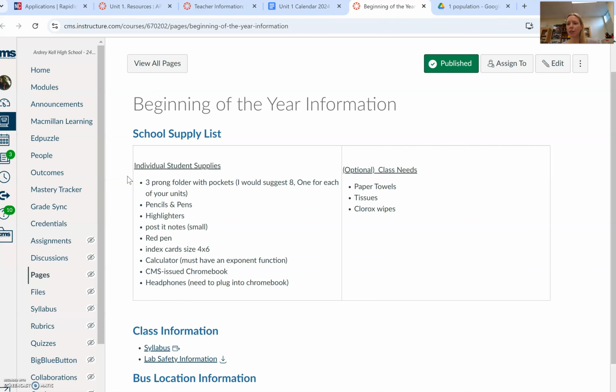They'll also need a calculator for class. It doesn't need to be a fancy calculator. As long as it has an exponent button on there, it will work fine for them. It can be as simple as a four-function calculator, as long as it has an exponent key.